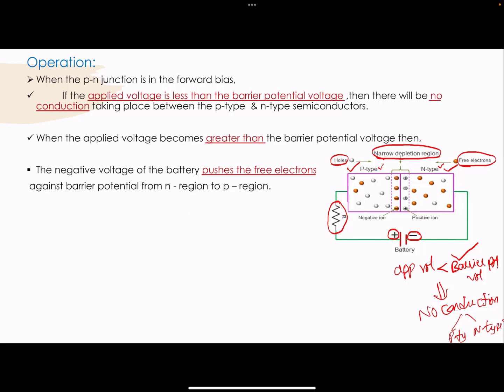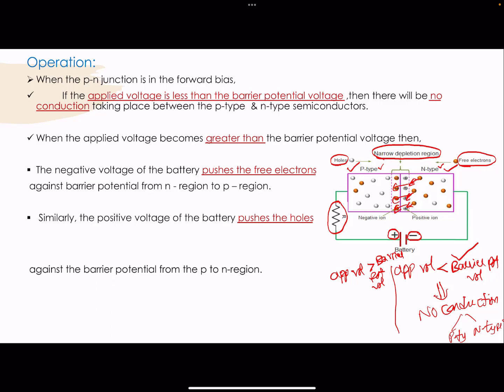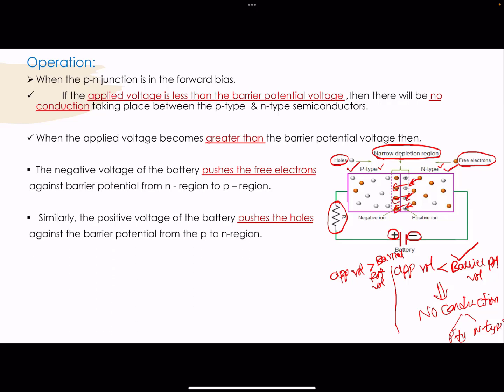So now if this applied voltage is greater than that of the barrier potential voltage, now this negative voltage pushes these free electrons from the N region to the P region. Similarly, the positive voltage of the battery pushes the holes against the barrier potential from the P region to the N region. Now similarly, the positive voltage pushes the holes, which are the majority charge carriers in the P-type semiconductor, towards the N-type semiconductor. Now these electrons combine with the holes which are pushed in the opposite direction towards the junction.